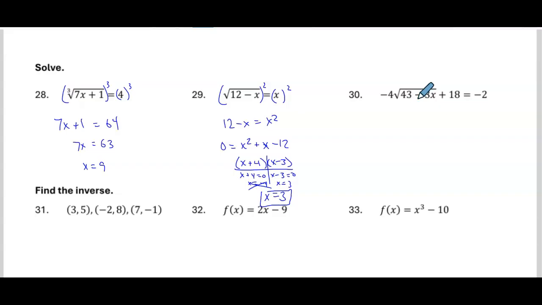Okay, 30, I needed to isolate the root here before I do anything else. So minus 18 first. And then divide the negative 4.